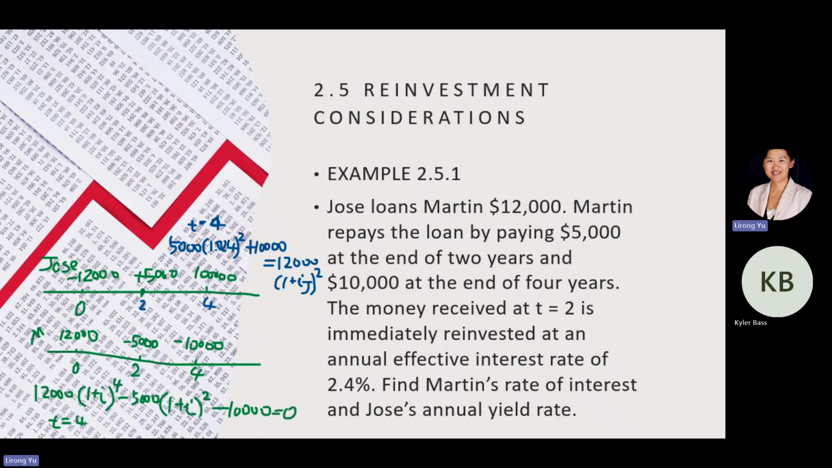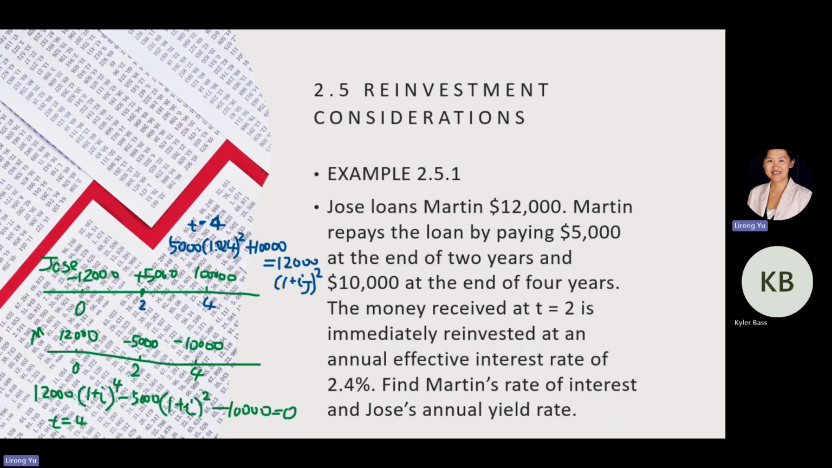So at time t equal to 4, the 12,000 is increasing at 1 plus i to the power 4. That's because 4 years have passed. And the 5,000, which will be negative 5,000 because that's money going out. The time from 2 to 4 is 2. And then of course the negative 10,000 is going out at time 4. That one does not have to be multiplied by anything. So that will be that equation.